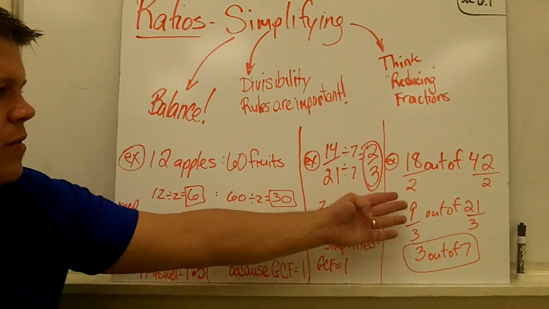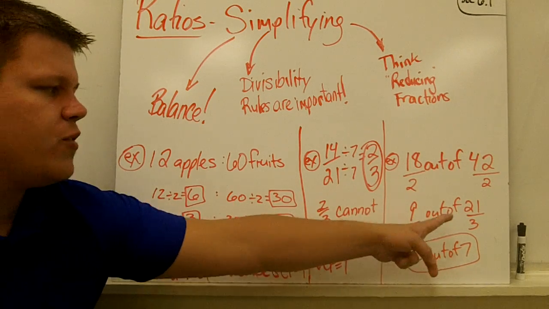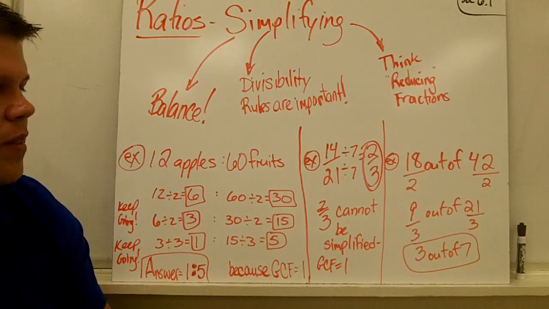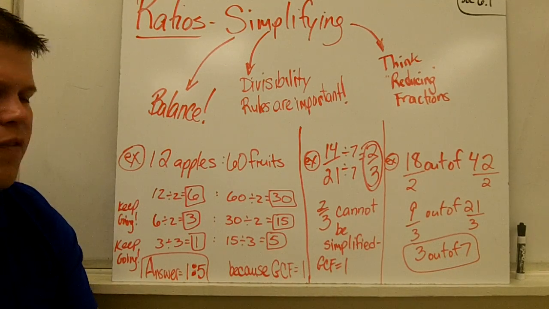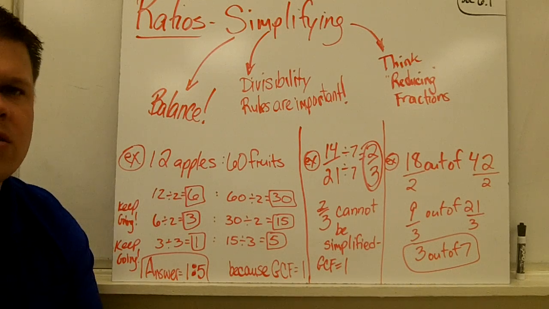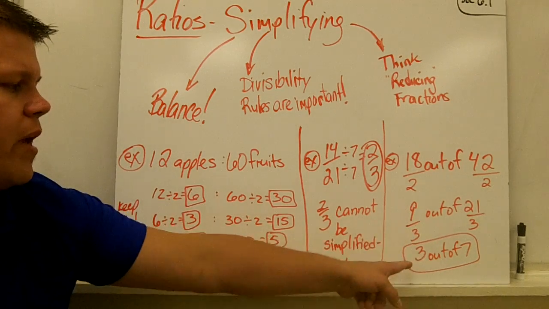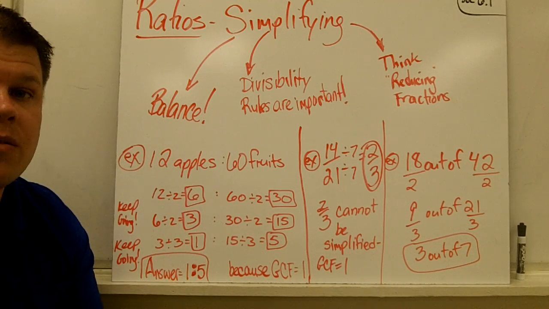For this, I started at 2, and I can see that it's 9 out of 21 simplified. It's not quite there yet, though, because these look like 3 facts. They're in the 3-fact family or the 3 multiplication table. And by dividing both of them by 3, I get 3 out of 7, which is a simplified answer.